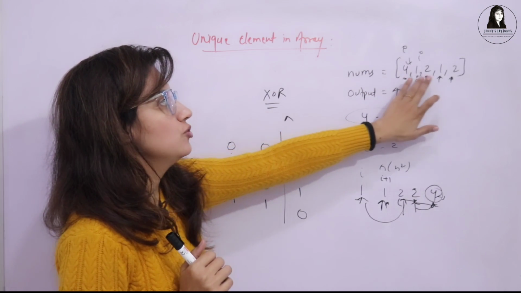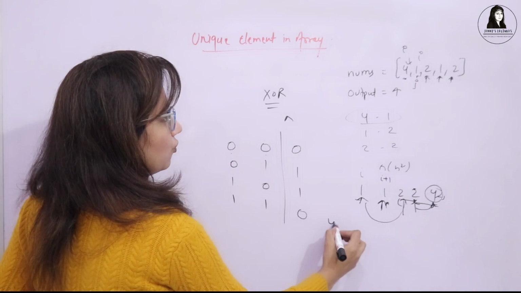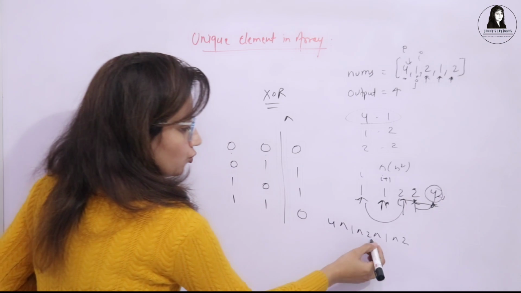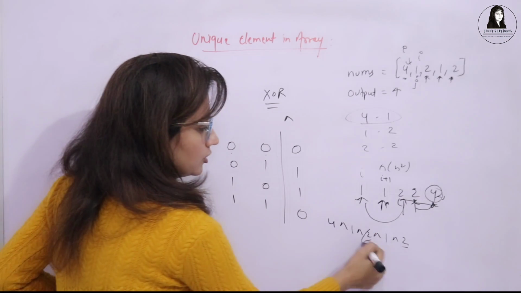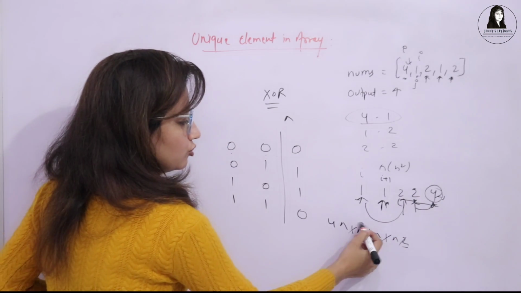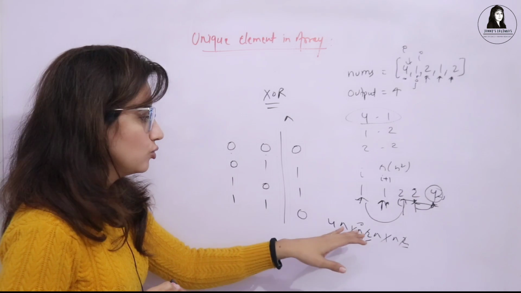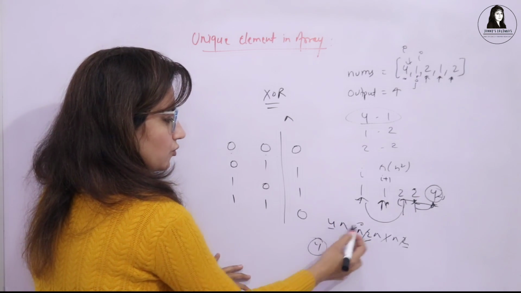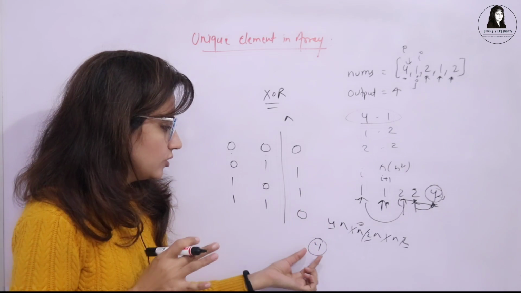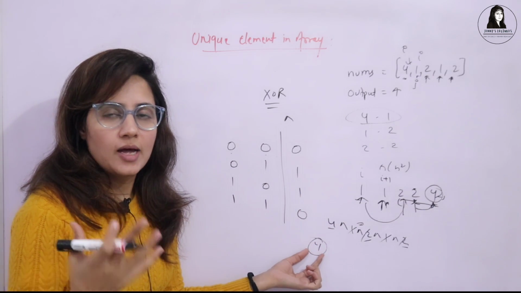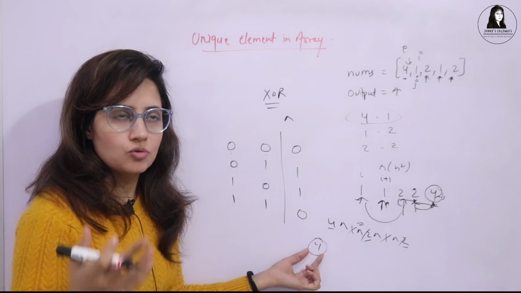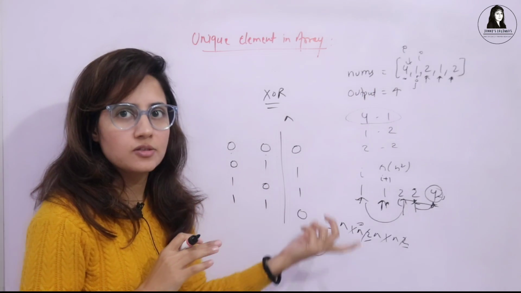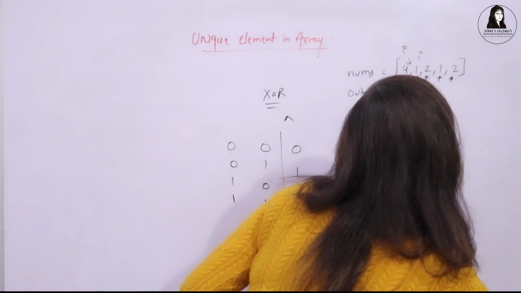So we can apply XOR in this case: 4 XOR 1 XOR 2 XOR 1 XOR 2. 2 and 2 are same, so it would be 0. 1 and 1 are same, it would also be 0. And if you do XOR of 0 with 4, definitely it will give 4, because 4 and 0 are not same. So that would be the answer. If you do XOR of 0 with any number, you get that number, so definitely 4 is the answer here.